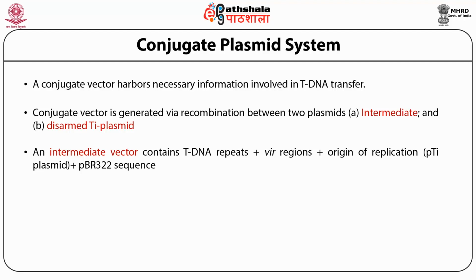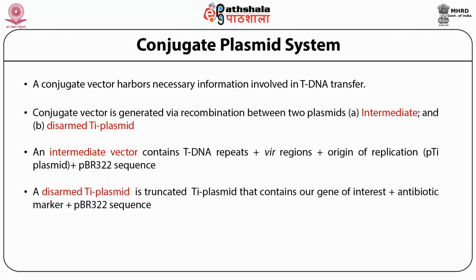This is a plasmid of bacterial origin, namely E. coli. A disarmed Ti plasmid, which is also known as a truncated Ti plasmid, contains the following DNA regions. 1. Our gene of interest. Whatever gene we want to transform into a plant cell will be cloned in this plasmid.